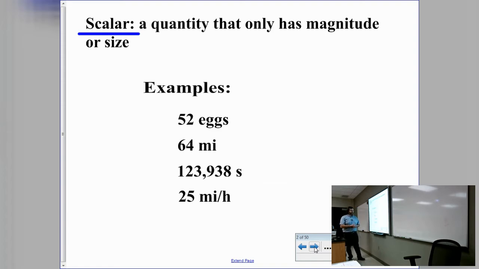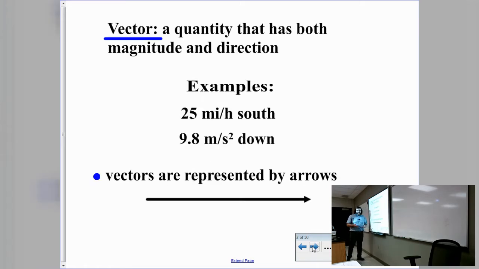We also talked about this last unit, but scalar is a quantity that only has a particular magnitude and amount, no direction associated with it. A vector, on the other hand, has a quantity, an amount, and a direction in which the object is moving. So again, this is nothing new. For example, 25 miles per hour south: the magnitude is 25 miles per hour, and the direction would be south. 9.81 meters per second squared down, that would be gravity.